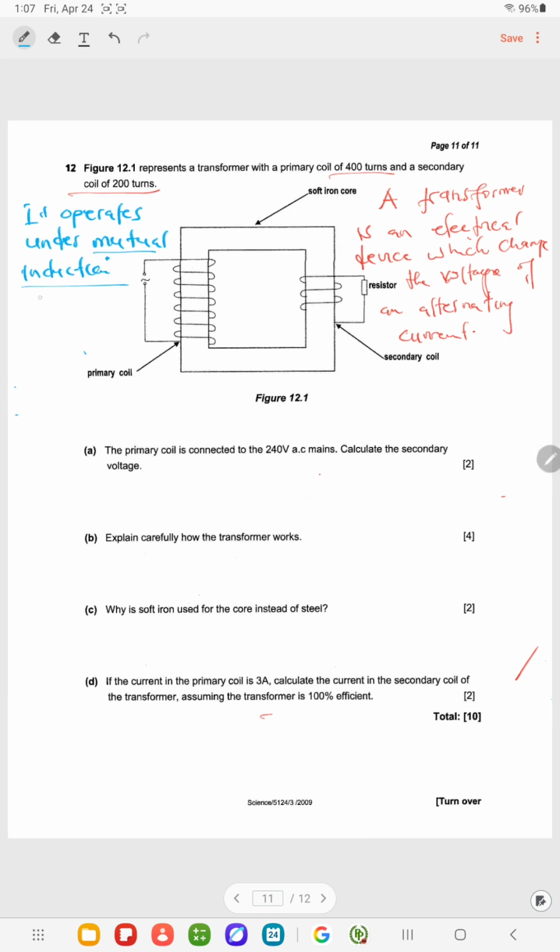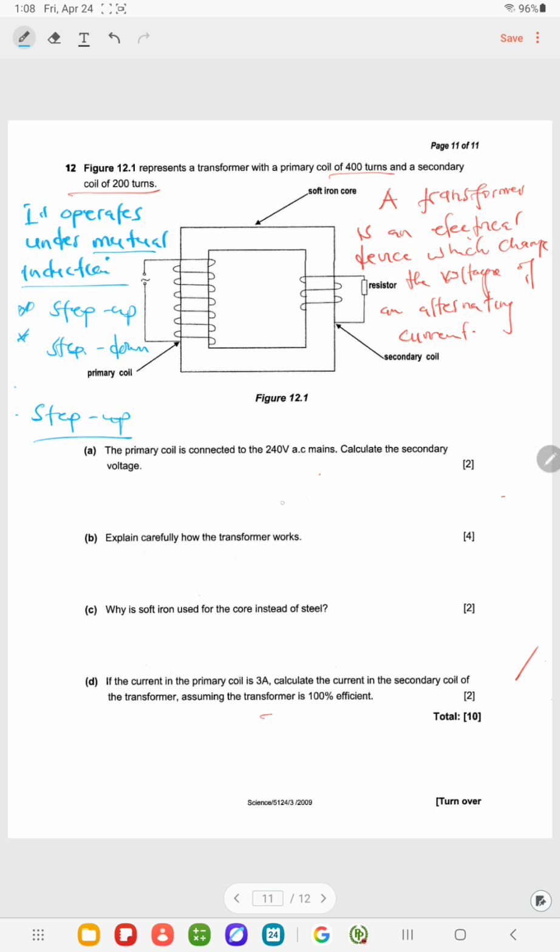We have two types of transformers. Number one, we have a step up, and we also have a step down transformer. How can you know that this is a step up or a step down transformer? Let us look at the concept of a step up first, then it will help us to understand step down. To step up means to increase. So a step up transformer is a type of transformer which has more turns on the secondary coil than on the primary coil.